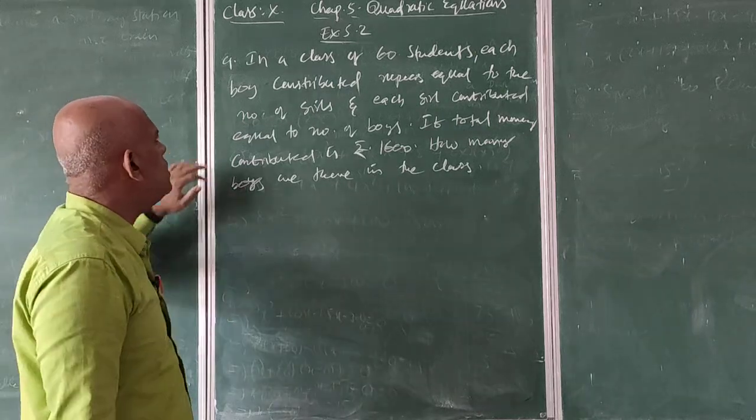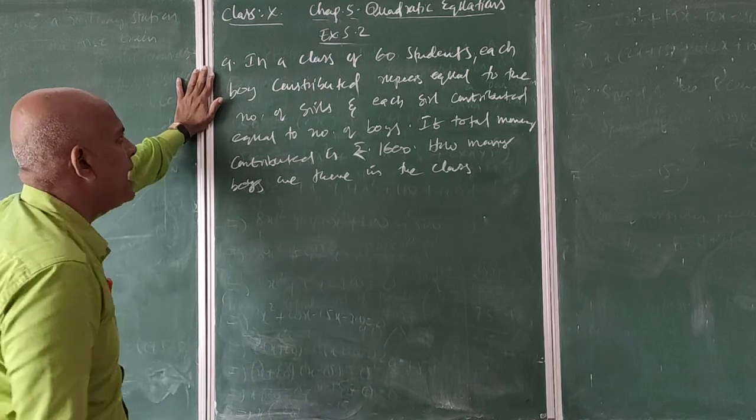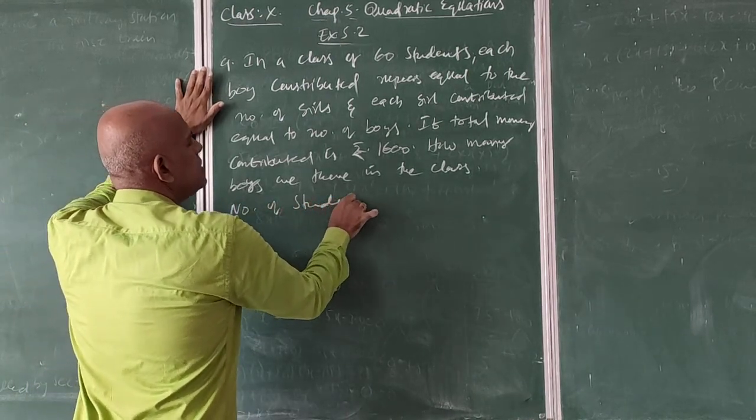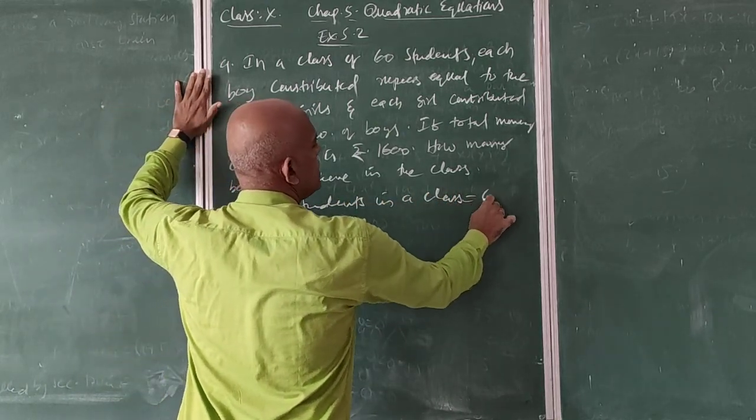Okay, now we move to the next one. Ninth problem. In a class of 60 students, therefore the number of students in a class is equal to 60.